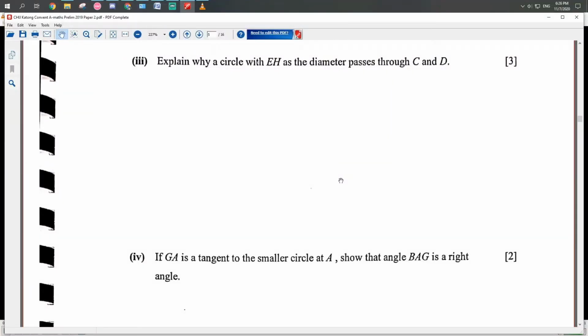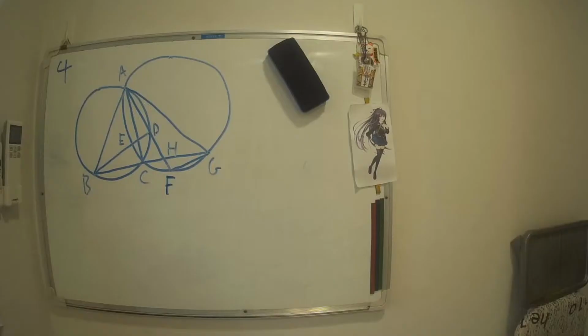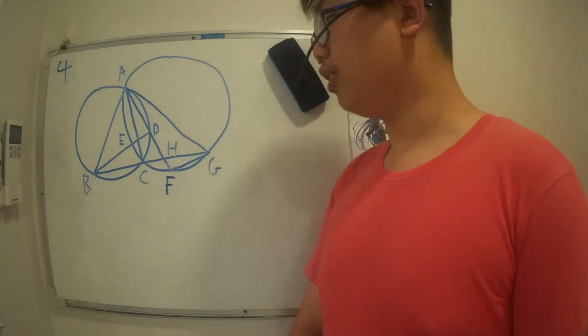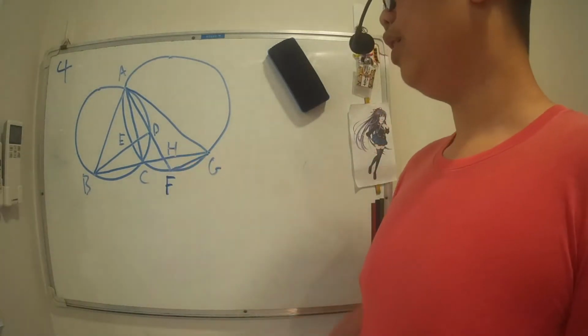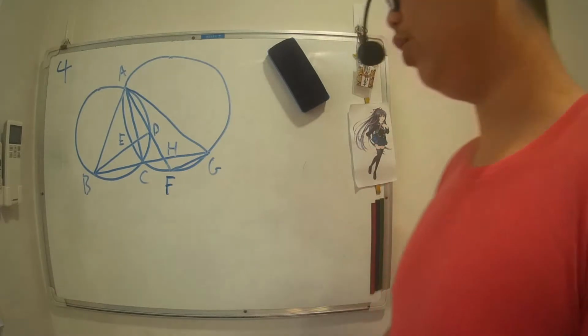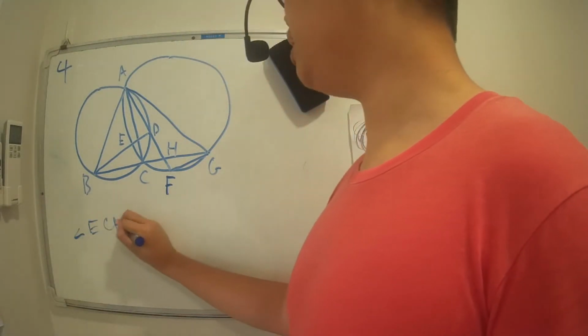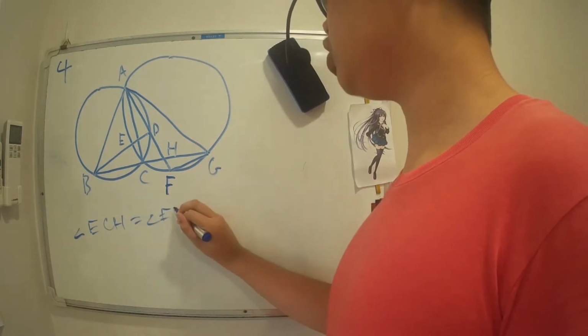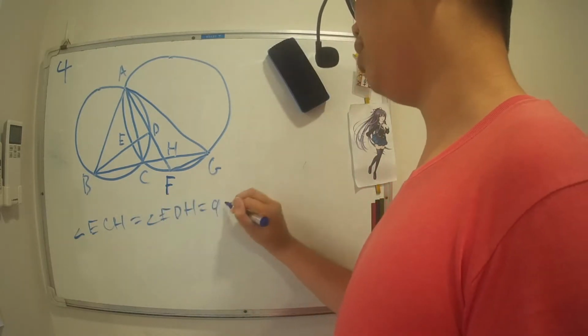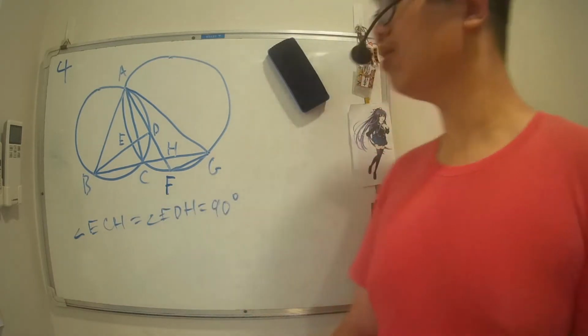Part 3. Explain why a circle with EH as the diameter passes through C and D. Okay? So right now what we have over here is we have this angle and we also have this angle which we also proved that is equal to 90 degrees, right? So let's write this down. Angle ECH is equal to angle EDH equals to 90 degrees. I'm not going to write any reason because we have already proven those.